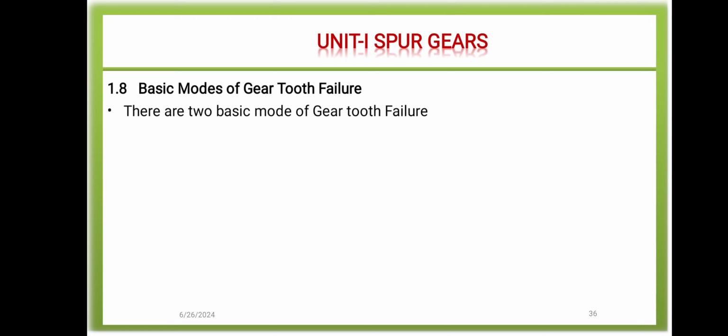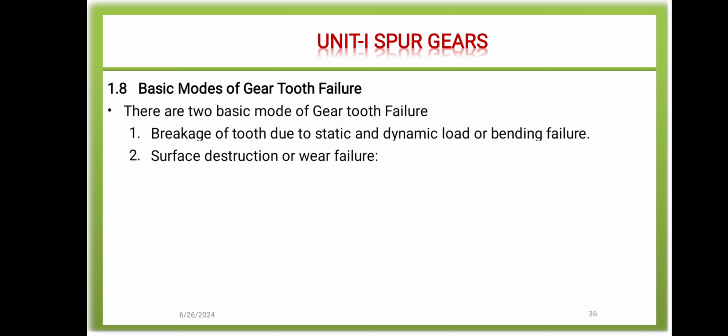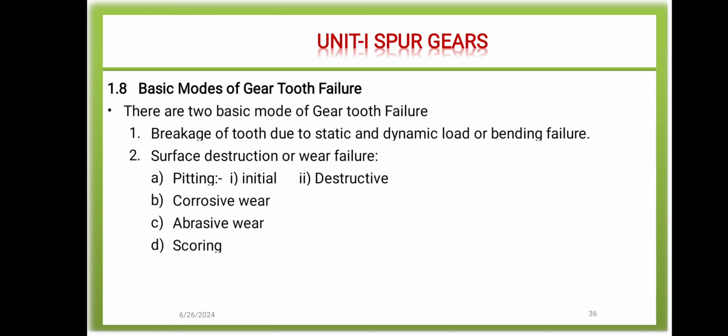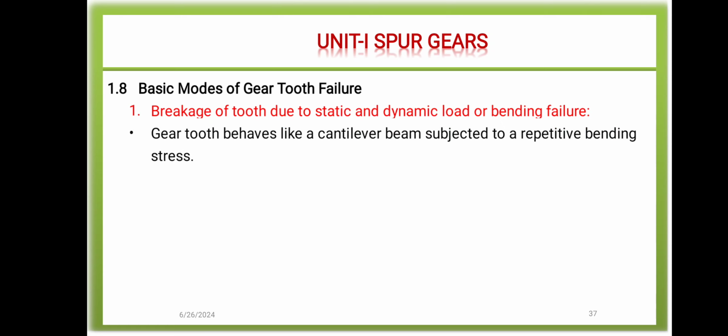After discussing the materials for the gears, we will start with the modes of gear tooth failure. There are two types of tooth failure. One is breakage of the tooth due to static or dynamic load, which can be called a bending failure, and the second one is wear failure. So bending failure and wear failure are the two broad categories of gear tooth failure. The second type, wear failure, can be subclassified into pitting, corrosion, abrasive and scoring.